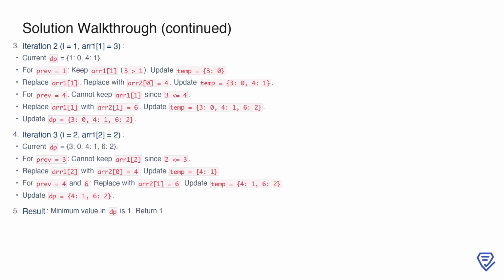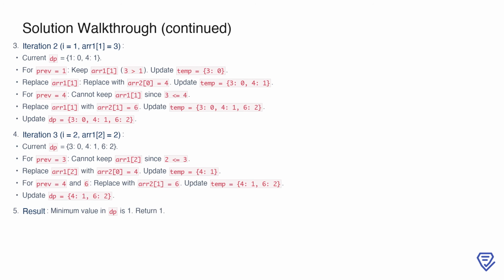In the second iteration, we look at ARR1[1], which is 3. The current DP is {1: 0, 4: 1}. For the previous value of 1, we can keep 3 because it's greater, so temp becomes {3: 0}. Replacing 3 with the smallest value in ARR2 greater than 1, which is ARR2[0], or 4, requires 1 operation, so we update temp to {3: 0, 4: 1}.